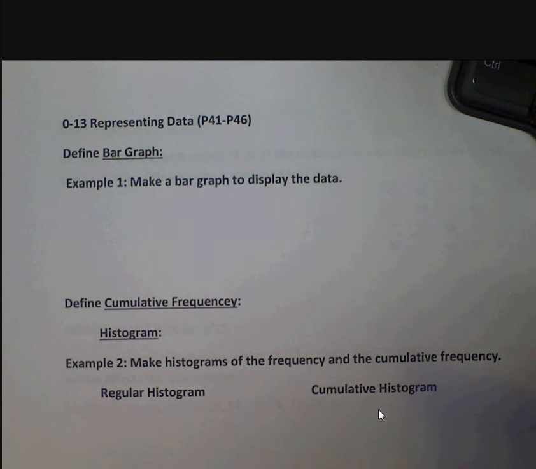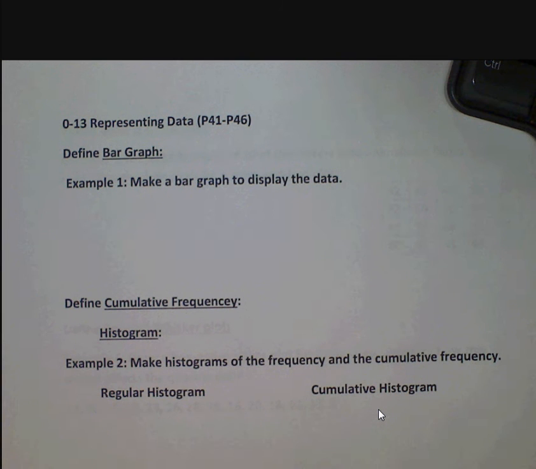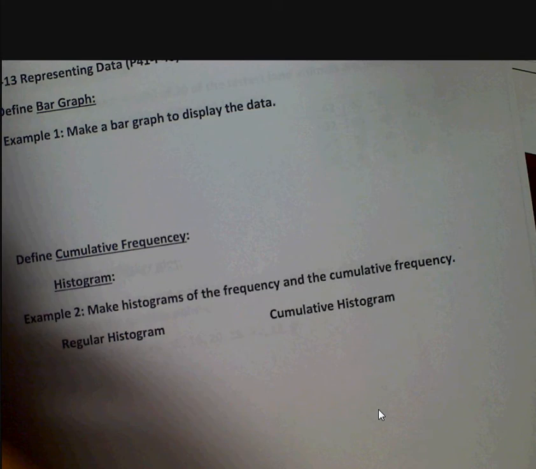Okay, we are on 0-13, representing data found on P41 through P46. And here's where you should be.